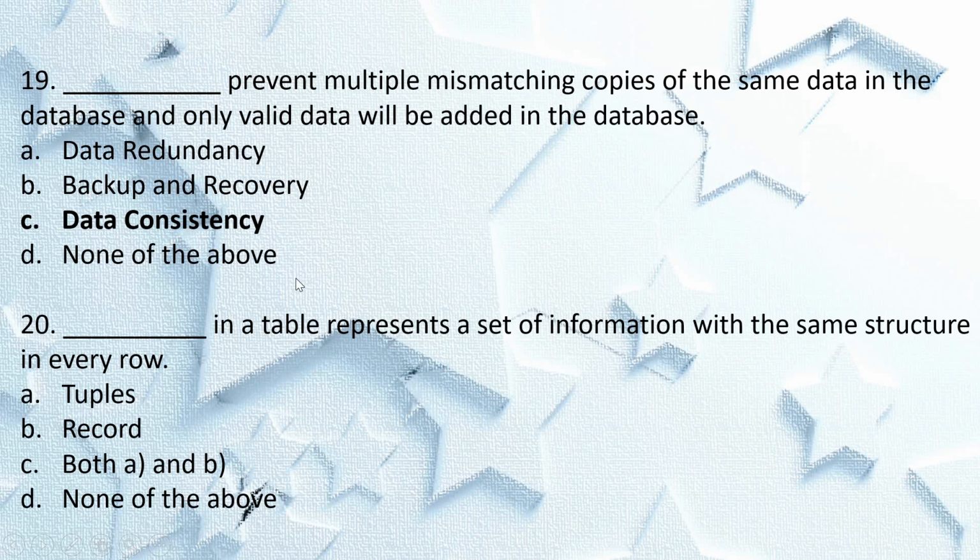Number 20, dash in a table represents a set of information with the same structure in every row. Tuples, record, both A and B means tuples and records, and last one is none of the above. The answer is both A and B. So tuples and records in a table represent a set of information with the same structure in every row. Okay, these are the two names. Alternatively, these can be used.